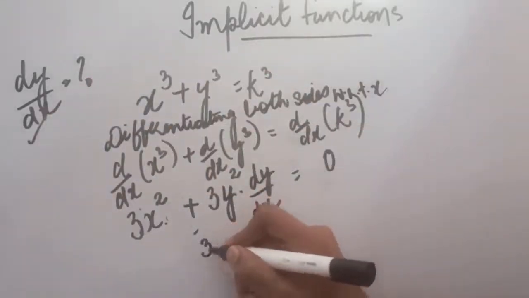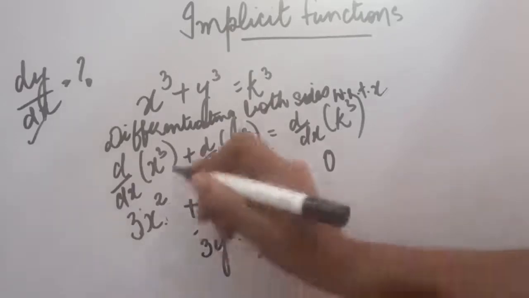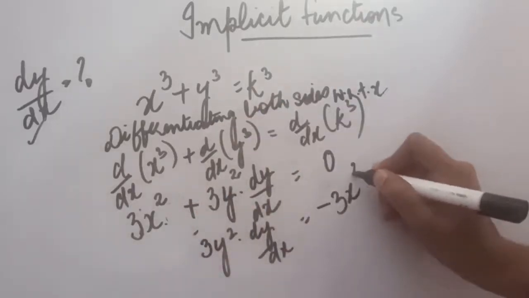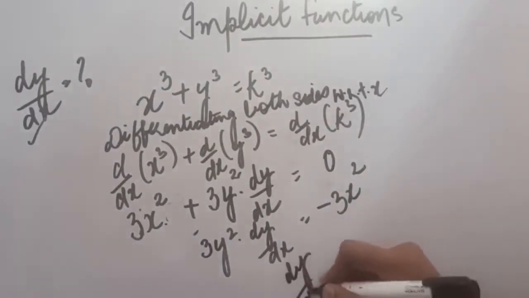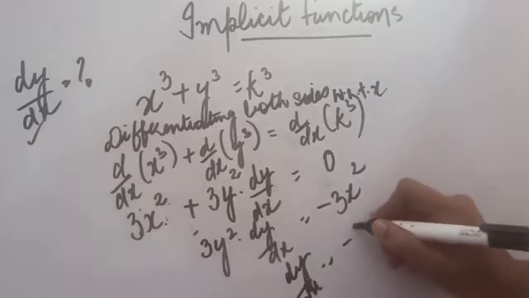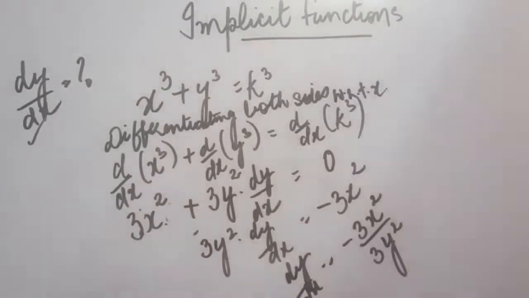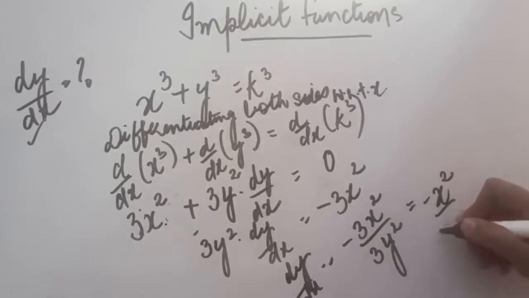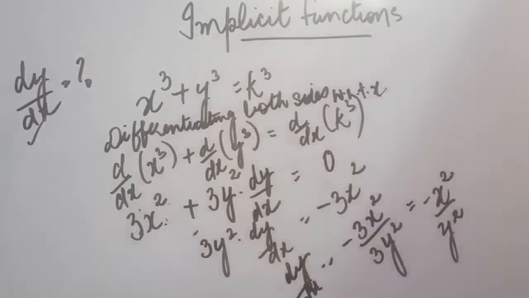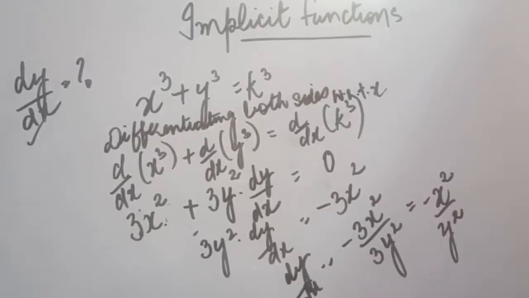Now we have to come to the conclusion. We will keep 3y square dy upon dx on one side, and 3x square will go to the other side with a minus sign, minus 3x square. If we have to take this dy upon dx, this will go below, divided by 3y square. Now this 3 can be cancelled. So ultimately our answer is minus x square divided by y square. This is how the implicit function questions are solved.